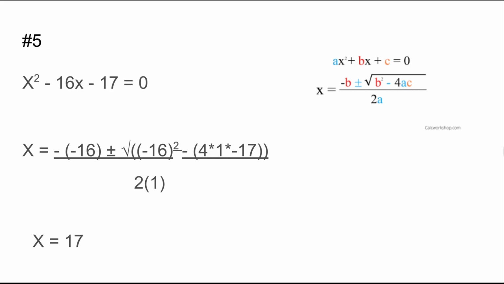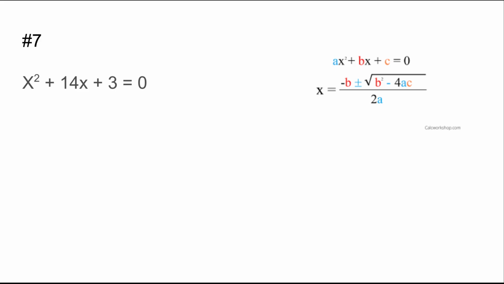Let's do this again, subtracting. Negative 16 minus the square root of negative 16 squared minus 4 times 1 times negative 17, enter, divided by 2, x equals negative 1. These are our set of solutions.